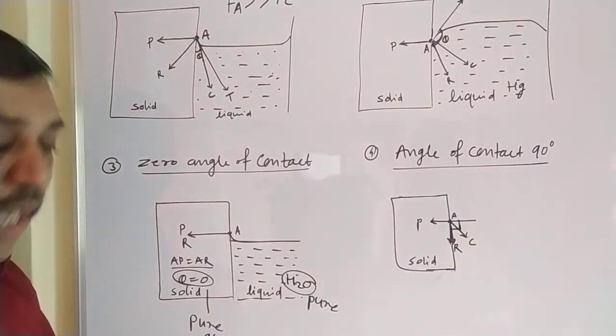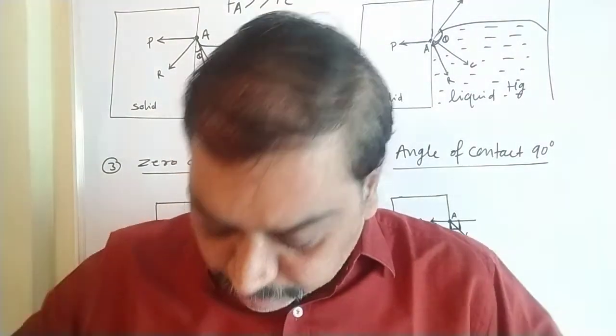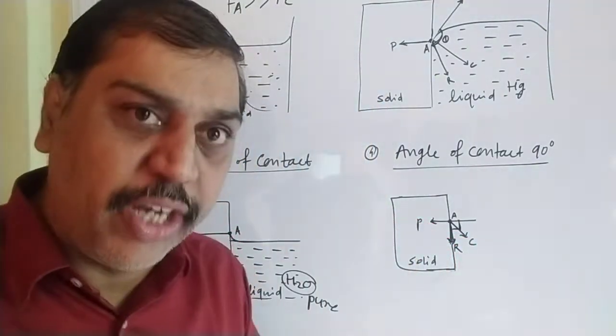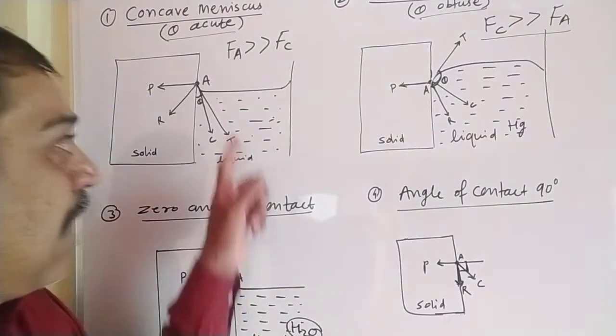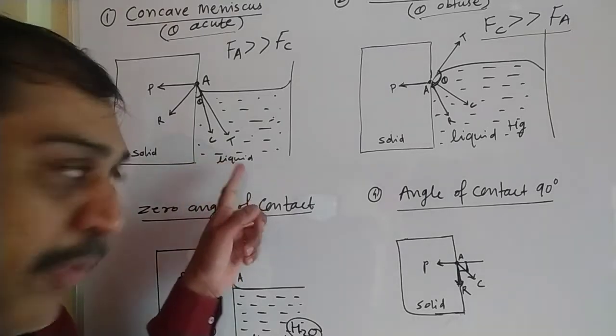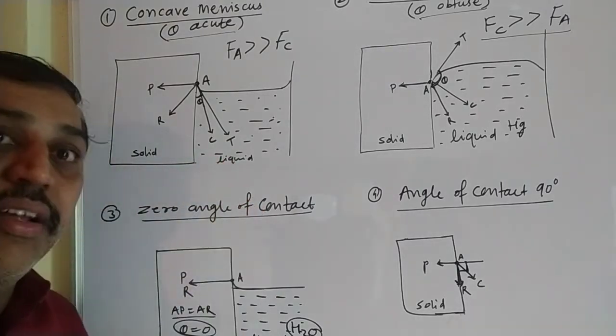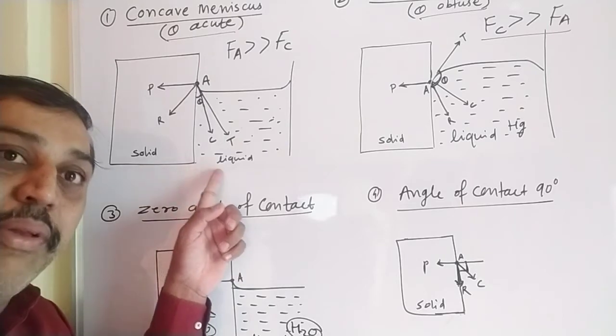Apart from this part, one point I forgot to tell you. Let's revise that point. In the first case, the adhesive forces are stronger than the cohesive forces. With glass and kerosene, such a type of liquid wets the solid. When we put such a liquid in the beaker, it will wet the solid.